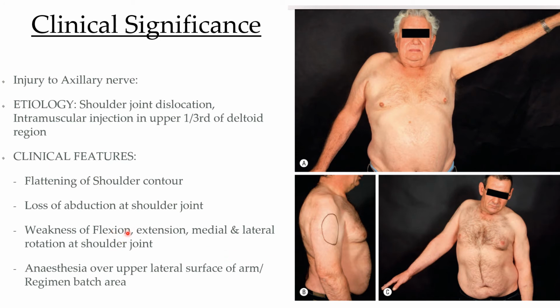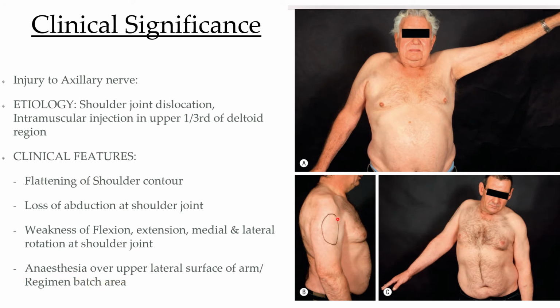Weakness of flexion, extension, medial and lateral rotation at the shoulder joint will be there because the deltoid plays a role in all these movements. Anesthesia over the upper lateral part of the arm will be there, and the area is known as the regimental badge area.